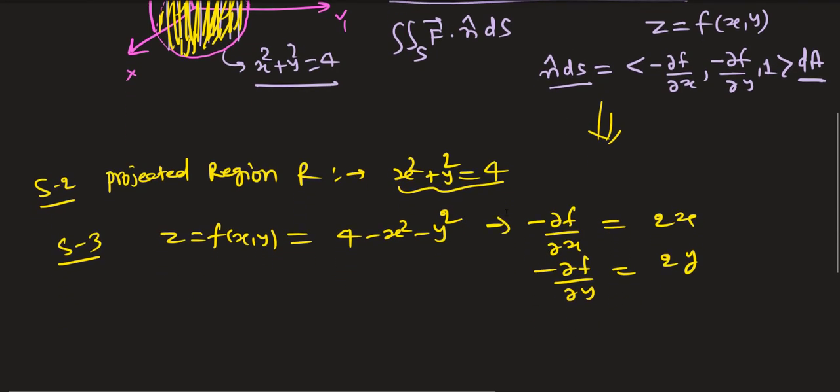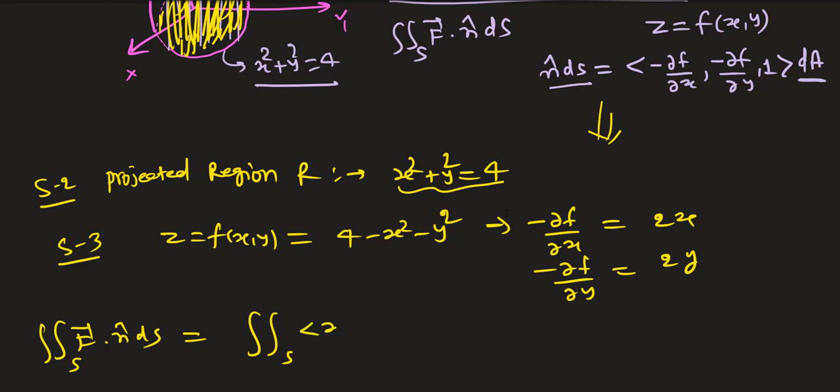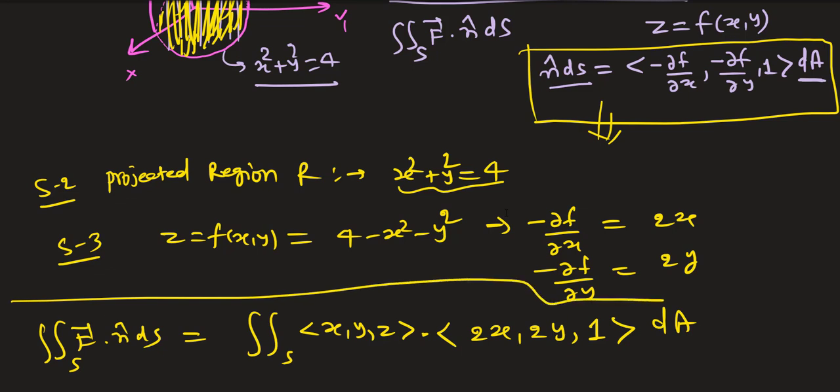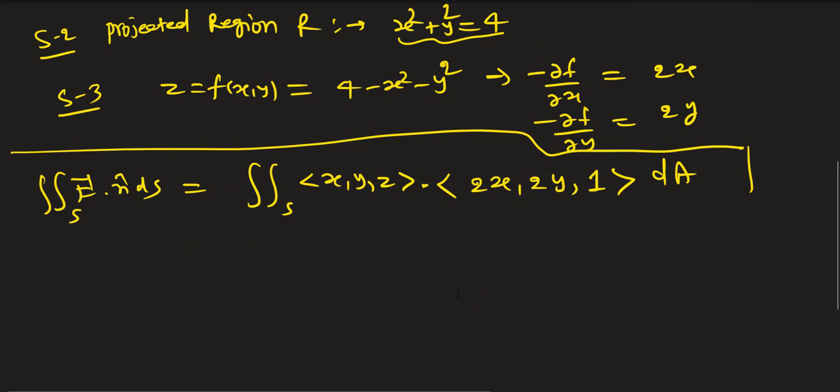Okay, so just put the expression into the surface integral. We'll get F vector, given as x, y and z, dot product with n cap dS, and n cap dS we have found as 2x, 2y and the z component is 1, multiplied with dA. Okay, this is the surface integral expression. Now let's try to solve this further.